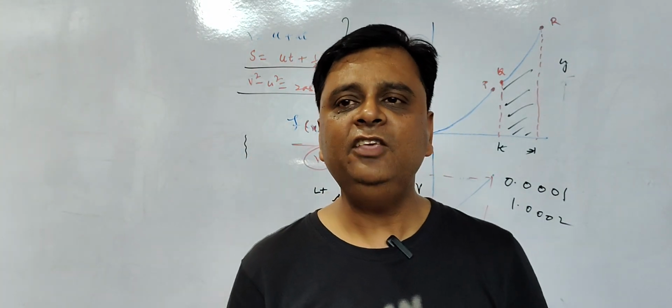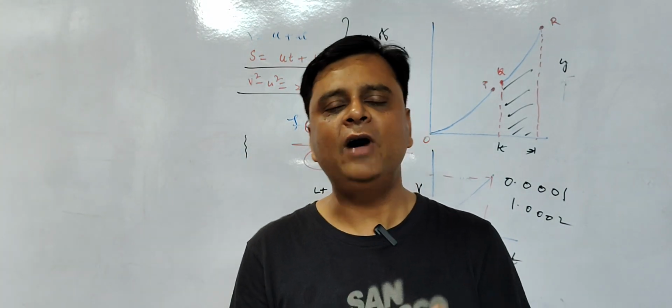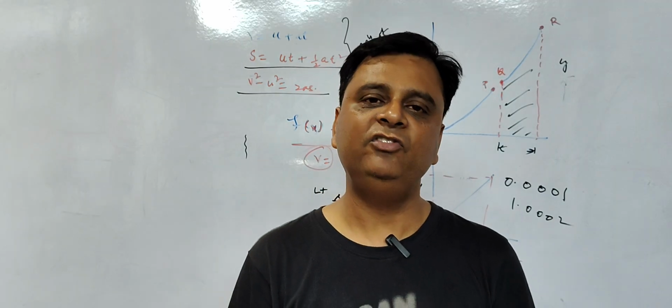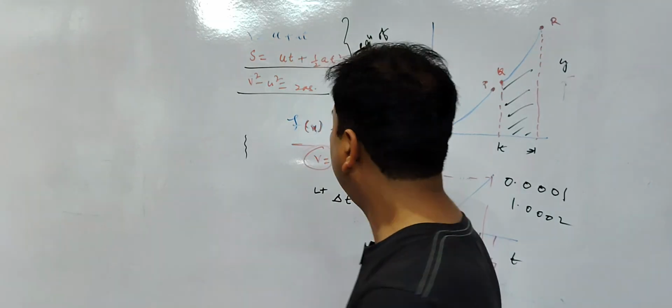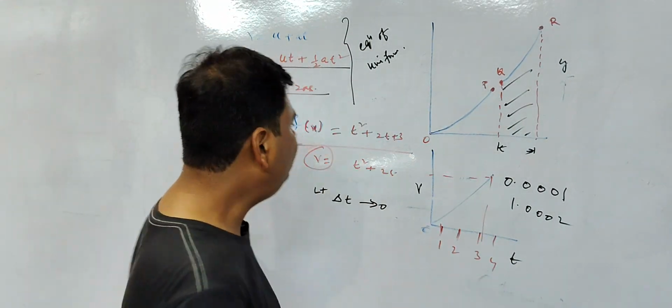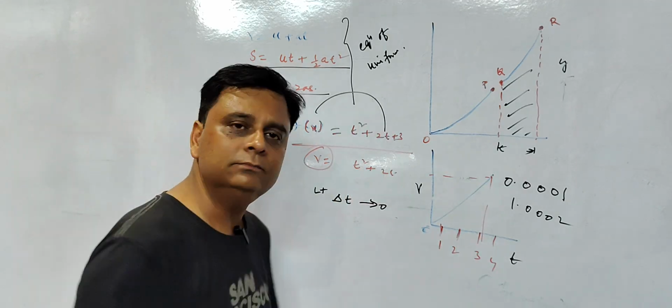Now differentiation is an idea which helps us to find out changes of one physical quantity with respect to another physical quantity. For example, again, displacement, say displacement is a function of time. So this means displacement depends upon time.